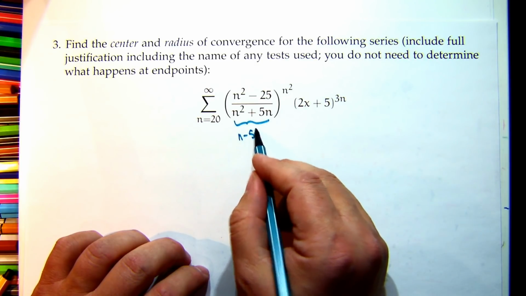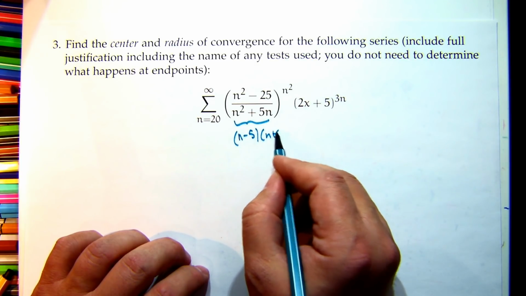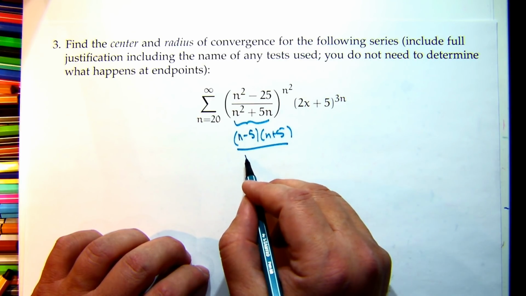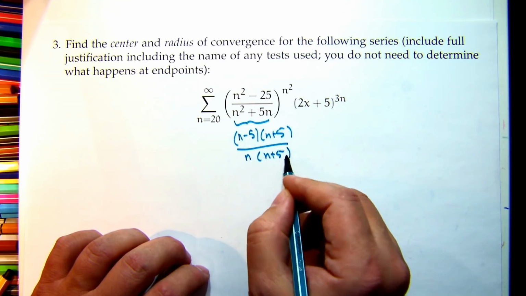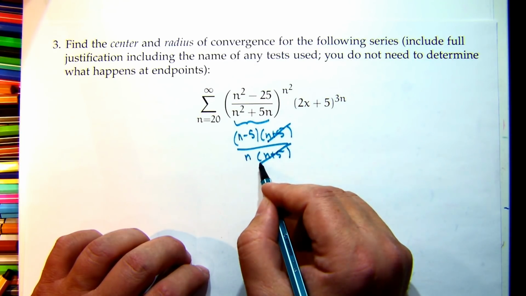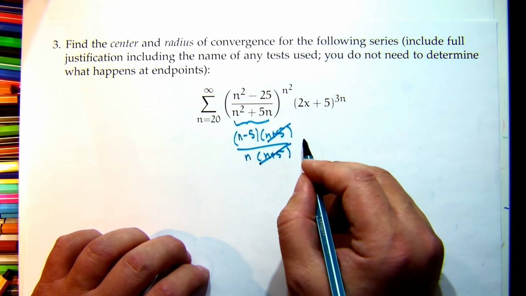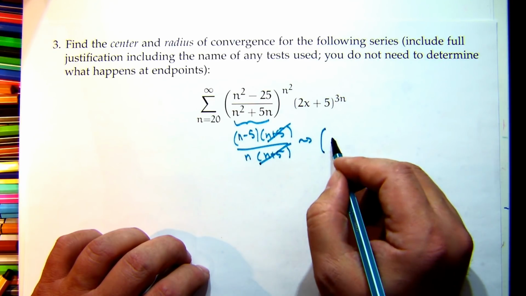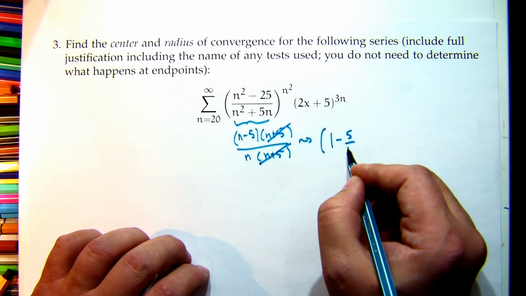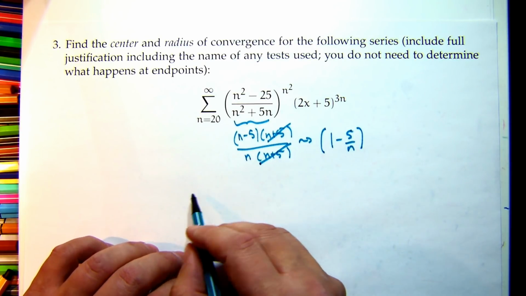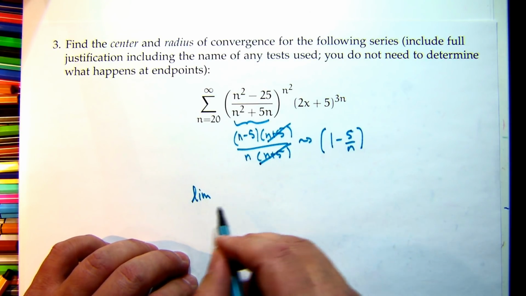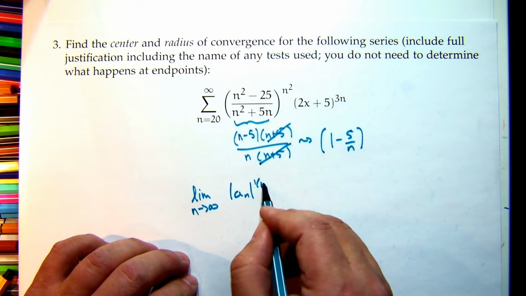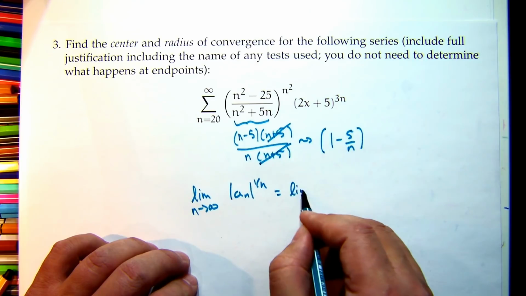Factor. So it's like n minus 5, n plus 5 upstairs. What is it downstairs? And an n plus 5. Oh! They were messing with us. So really, the inside is n minus 5 over n, or 1 minus 5 over n. So let's take our root test. So limit n goes to infinity, absolute value of a n to the 1 over n. Well, okay, so that's the limit as n goes to infinity.